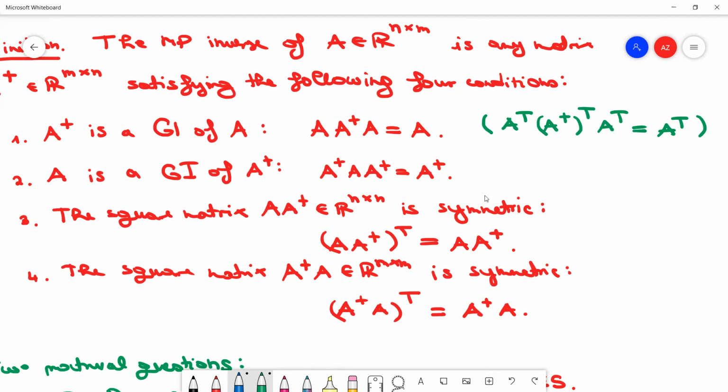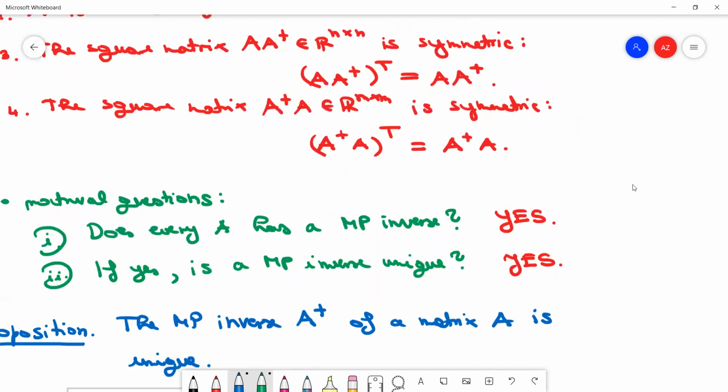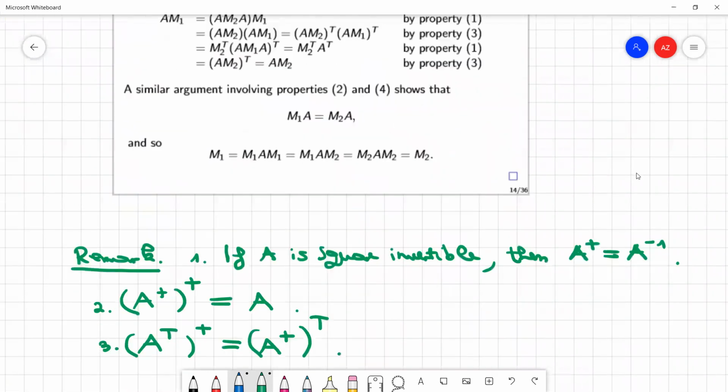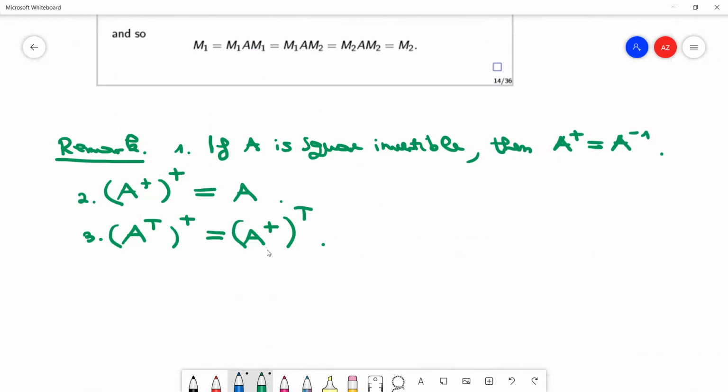And if we transpose the second condition, we get the second condition in the Moore-Penrose inverse of A transpose, and the same for the third and the fourth. So only transposing those four equations gives us the Moore-Penrose inverse of A transpose. This is what we'll frequently use, the second and third condition.